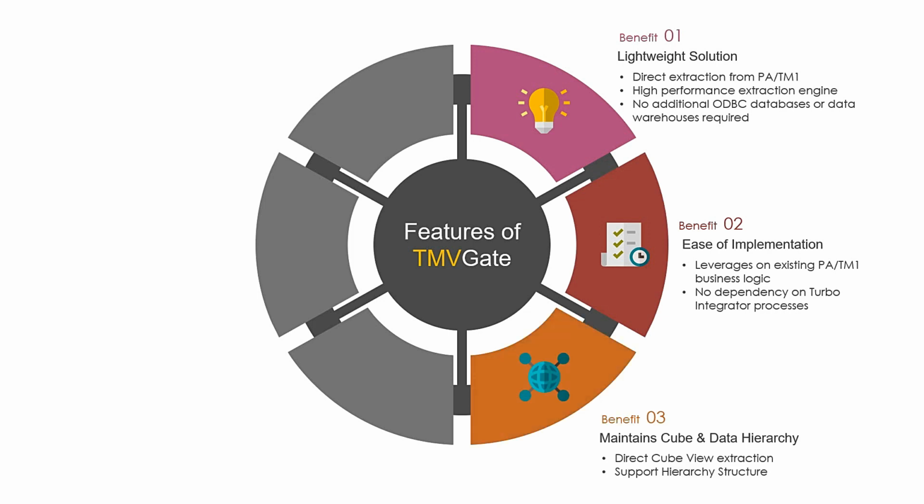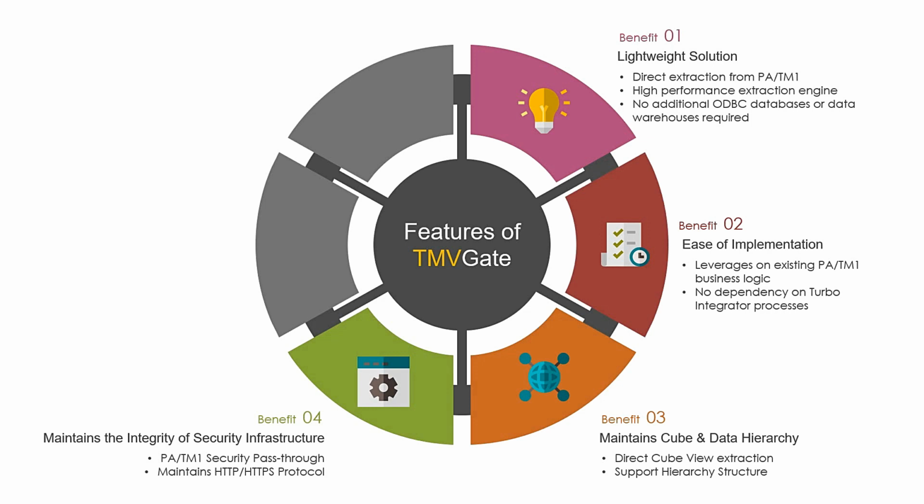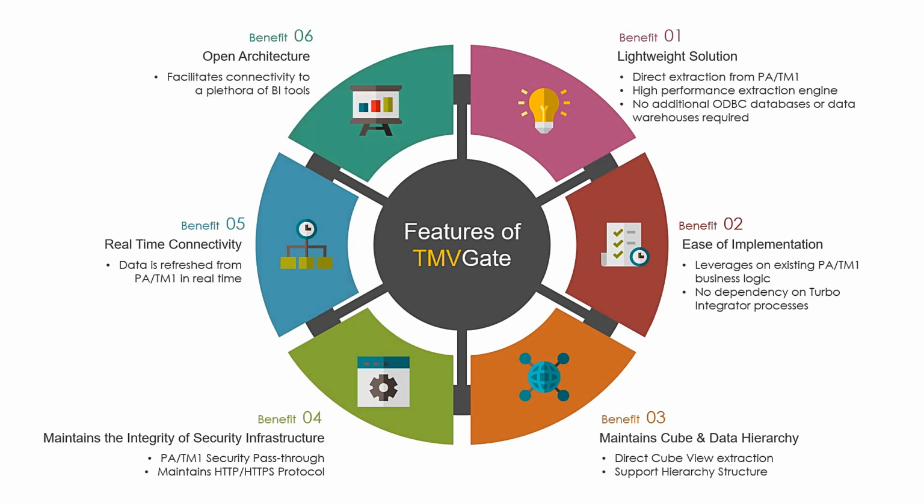Thirdly, TMVGate maintains your cube and data hierarchy. There won't be any data flattening or data explosions. Next, it also maintains the integrity of your TM1 security infrastructure, so that all the access control measures set up in TM1 will still apply when using TMVGate. Of course, it also allows for real-time connectivity between TM1 and your BI tool, if you require that. And lastly, TMVGate uses open architecture, which allows it to connect to a whole host of BI tools and more.